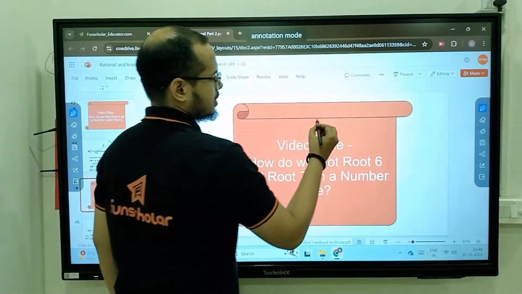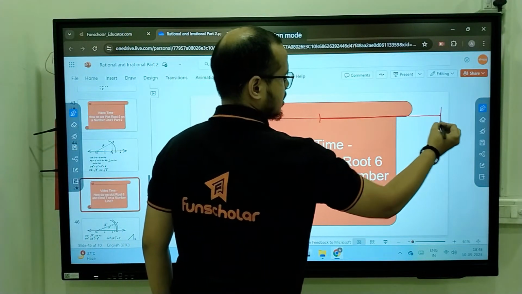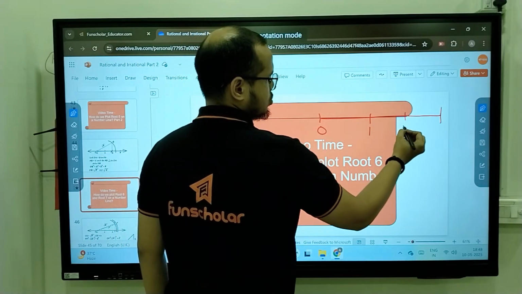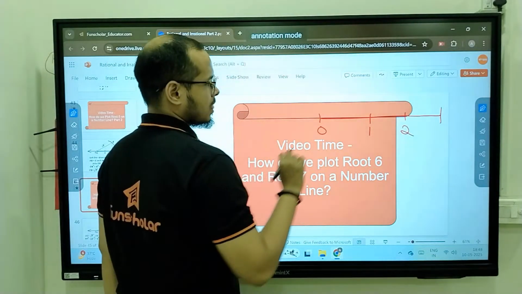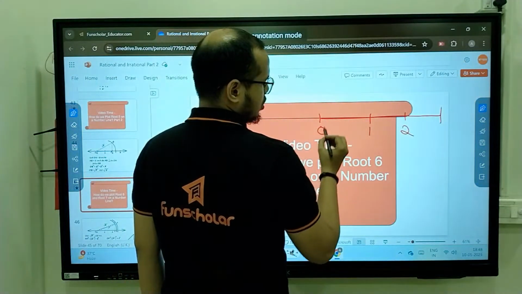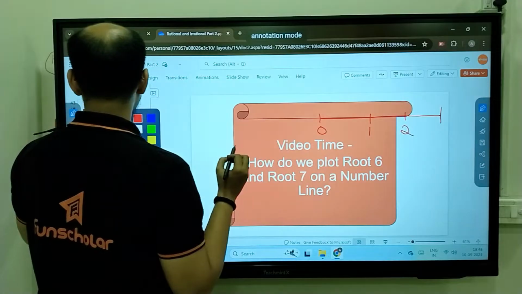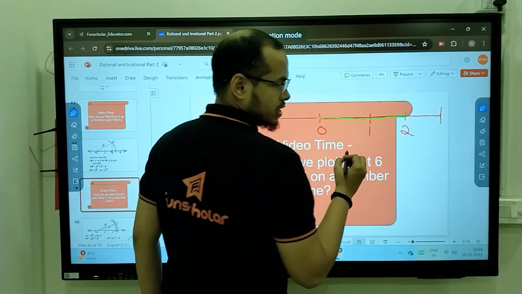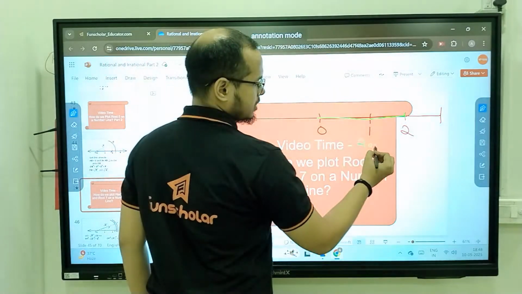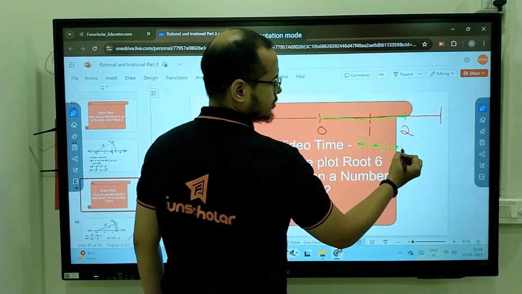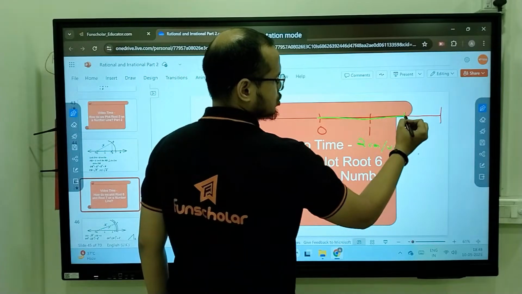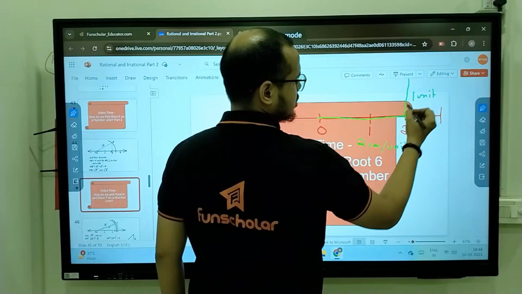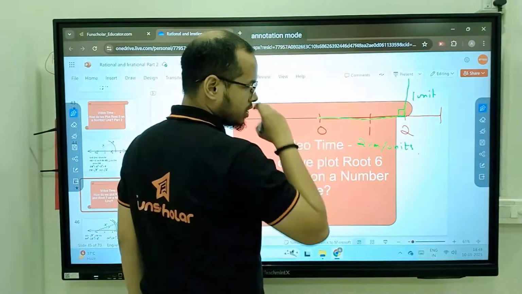So, take a number line, draw a number line, and let's mark it 0, 1 centimeter, and 2 centimeter. I'll draw this line from 0 to 2 centimeter. This is 2 centimeter or 2 units, whatever we want to call it. Now draw a straight line of 1 unit here, which is perpendicular to the 2 unit line.